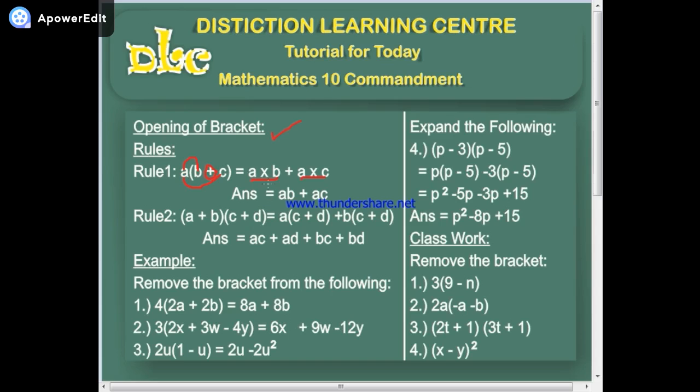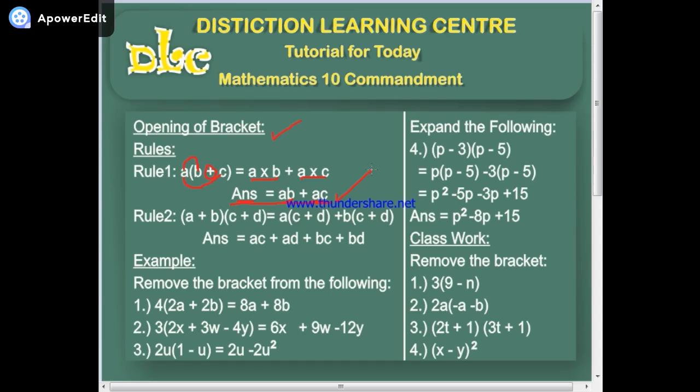Now, your answer will now be what? A times B is AB, plus A times C will give you AC. So definitely your final answer will now be AB plus AC. So that one has gone.